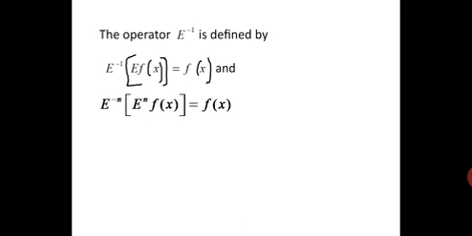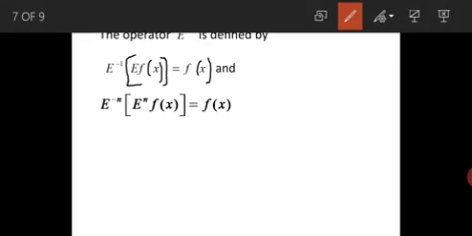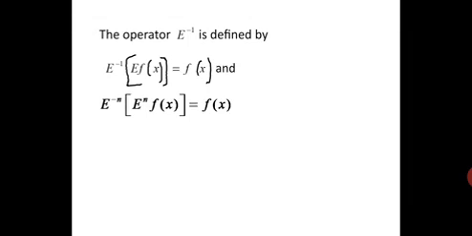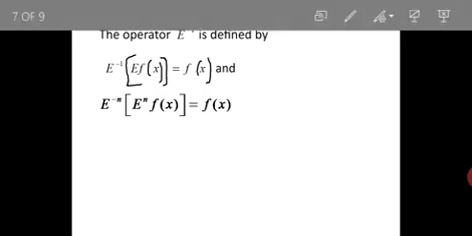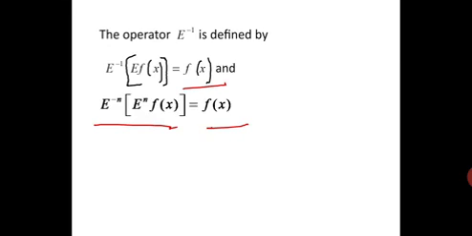The inverse shift operator can be written here. The inverse of E is E power minus 1. The operator E power minus 1 is defined as follows: E power minus 1 of E of f of x is nothing but f of x. Similarly, in general, E to the power of minus n into E power n of f of x is nothing but f of x. So this is about the shift operator.